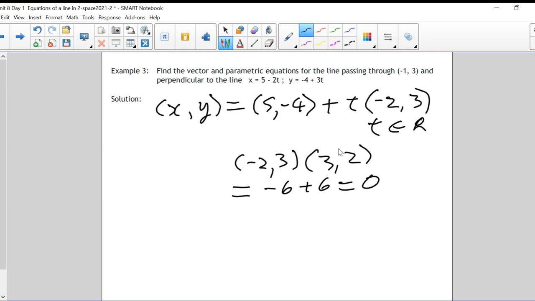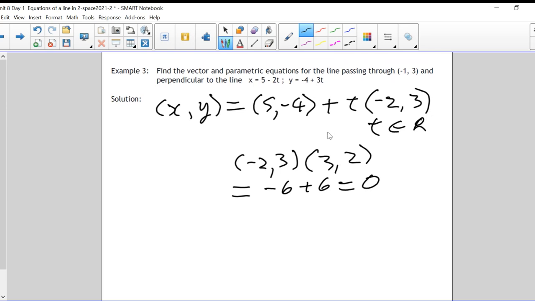Now, if these had both been, sorry, go ahead. Correct. Think about it that way. Absolutely. Yeah, you're welcome. So now we have that this 3, 2 vector represents a vector which has a perpendicular relationship to the original vector, which was -2, 3.